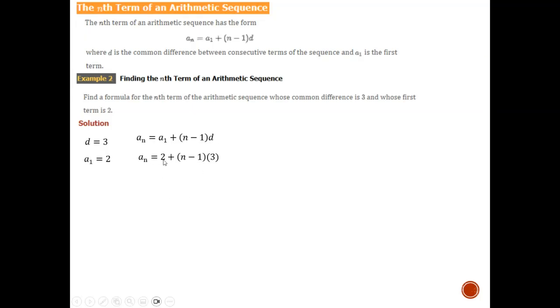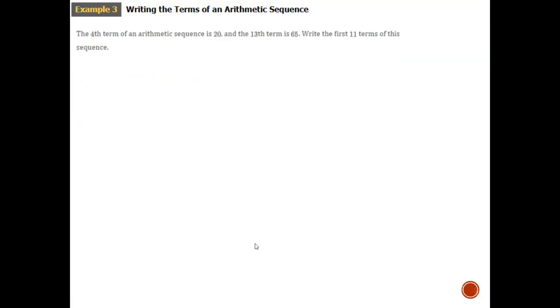So any a sub n is going to be a sub 1, which is 2, plus n minus 1 times that common difference, which is 3. So if you want a general formula for any arithmetic sequence, we plug in the values a sub 1 and the d. We're going to simplify here. We're going to distribute the 3 into the n minus 1. So we get 3n minus 3. Combine like terms, 2 minus 3 is -1, so we have 3n minus 1. So that's our formula, given that we know we have an arithmetic sequence, and we know our d, and we know our first term 2. Plug everything in, and we simplify, and that is our formula for an nth term.